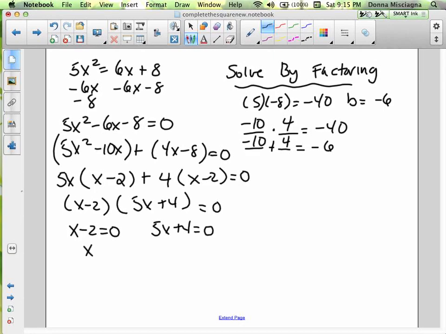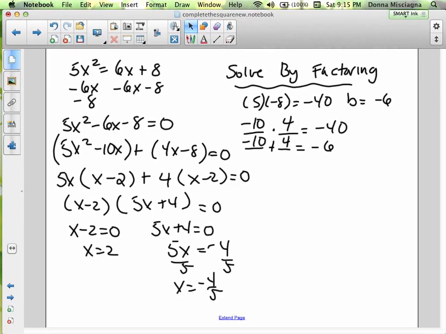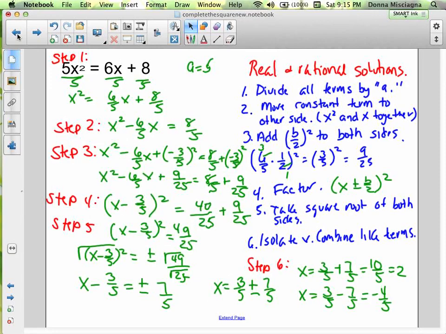Add 2 to both sides, x is 2. Subtract 4 from both sides, so 5x is negative 4, and then divide both sides by 5, so x is negative 4/5. Now look at our answers here. x equals 2 and x equals negative 4/5.